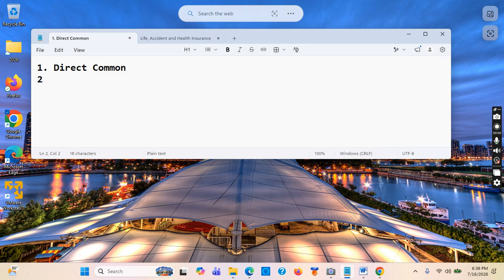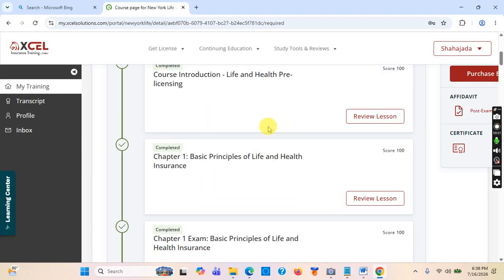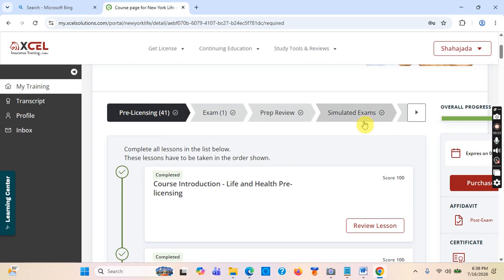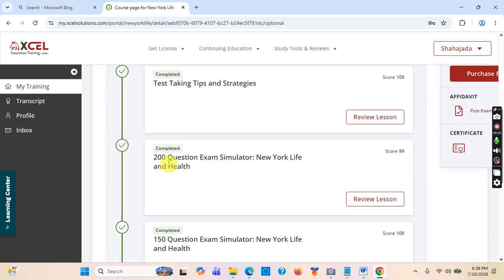Second, indirect common. So what is indirect common? Indirect common means the question is here, and the question is here. I'll give an example of the simulator questions. Let's say there are 200 questions in the simulator.